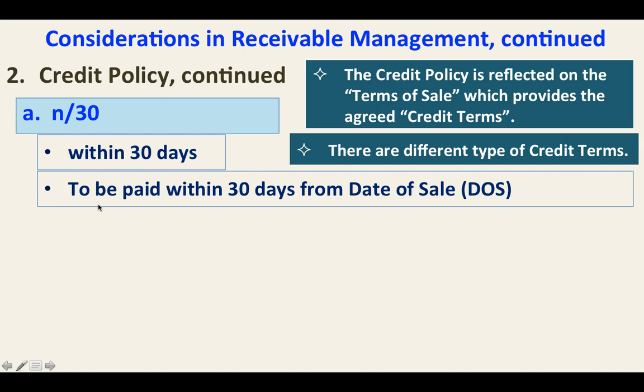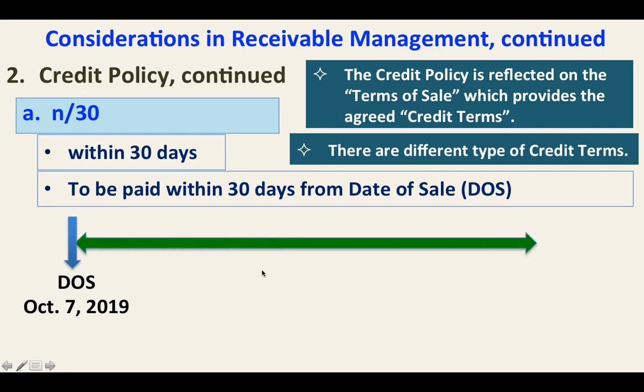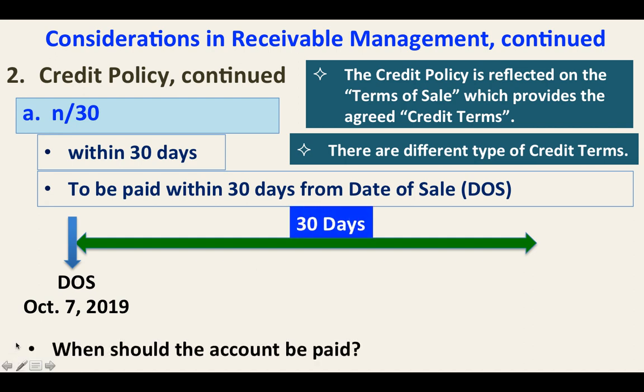So the number of days will start from the date of sale. To be paid within 30 days from the date of sale. Kung kailan mo ibinenta, yun ang date of sale. So, assuming that our date of sale is October 7, 2019, kailan yung 30 days? How are we going to determine the 30-day period? Okay? So, yung 30 days, that will be when should the account be paid?